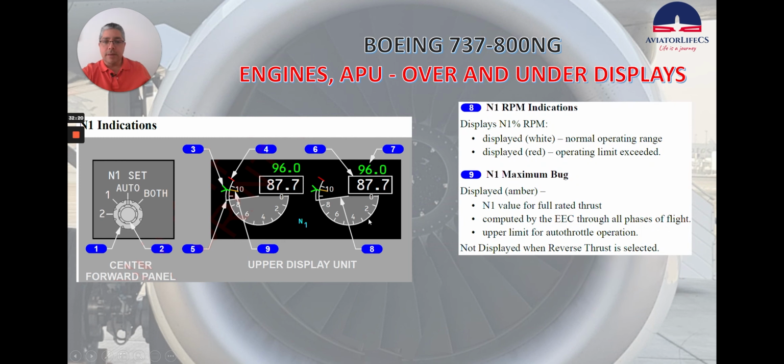Number 8 is the N1 RPM indications, displays N1% RPM, displayed white is the normal operating range, and when we see it red, it's the operating limit exceeded. And number 9 here is the N1 maximum bug, displayed amber, N1 value for full rated thrust, computed by the EEC through all phases of flight, upper limit of auto throttle operation. Again, this one is not displayed when the reverse thrust is selected.